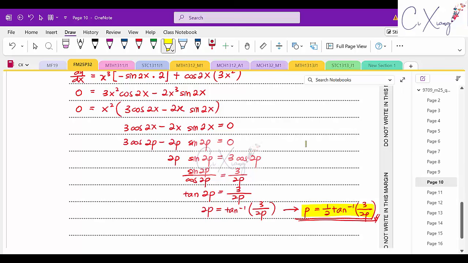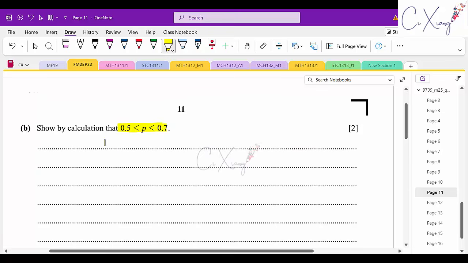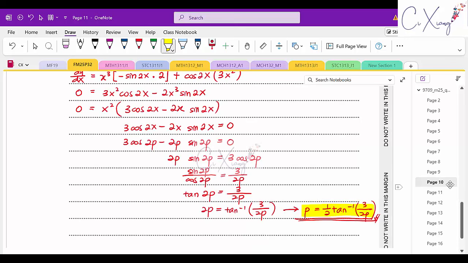What they want us to do in part B. Okay, so let's have a look. For part B, they want to show by calculation that p is from 0.5 to 0.7. Okay, so for this question, there is more than one way for you to do it. For me, I'm using the sign change method.